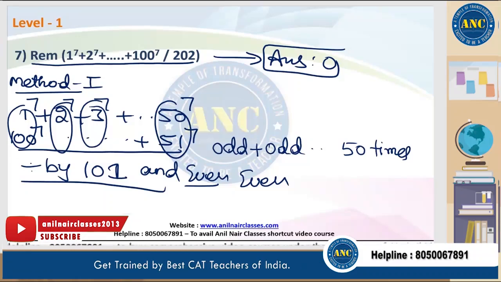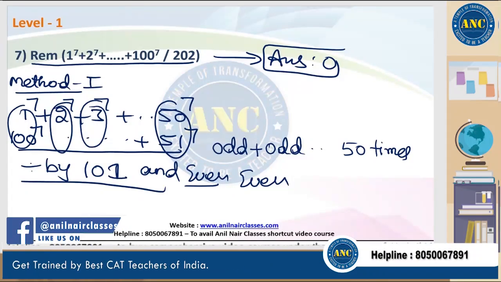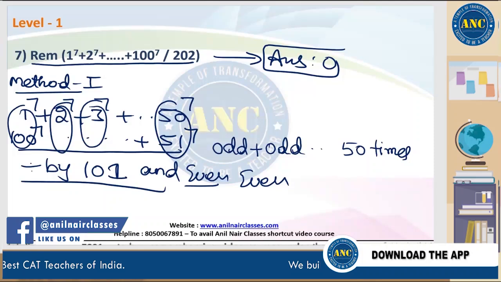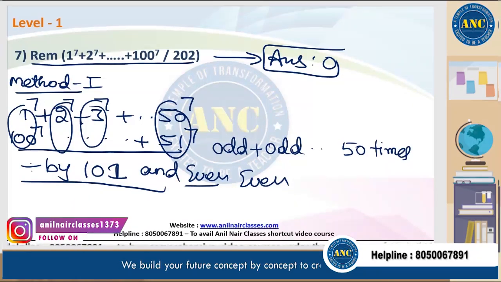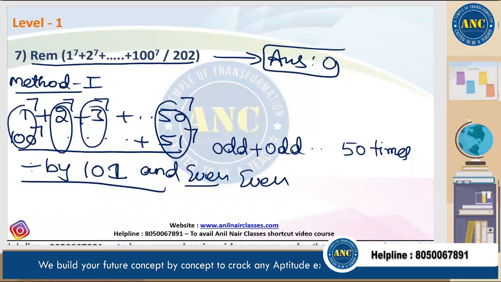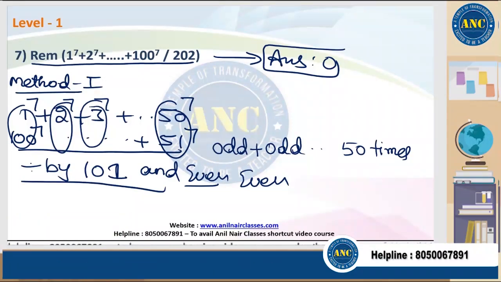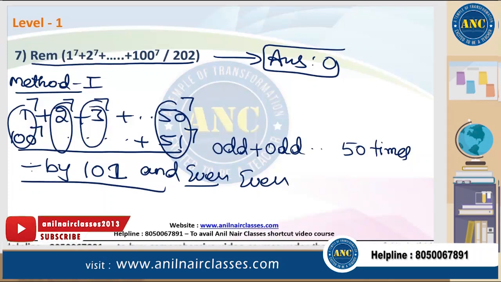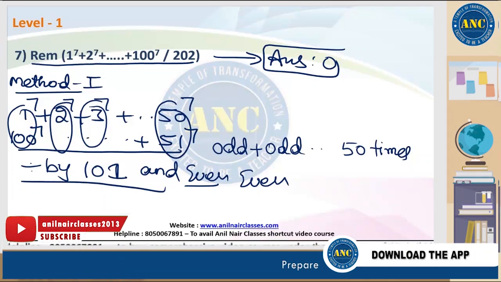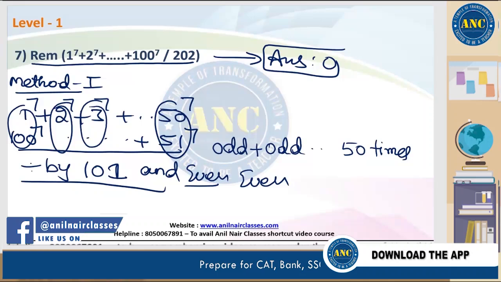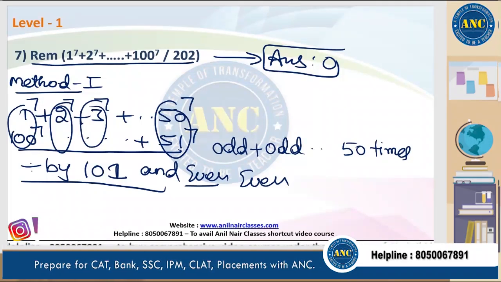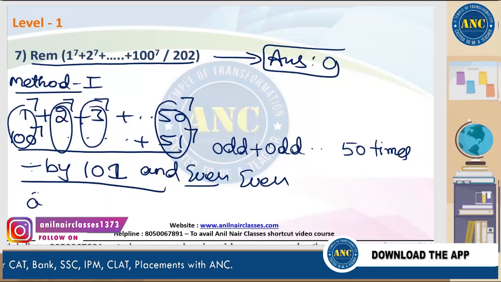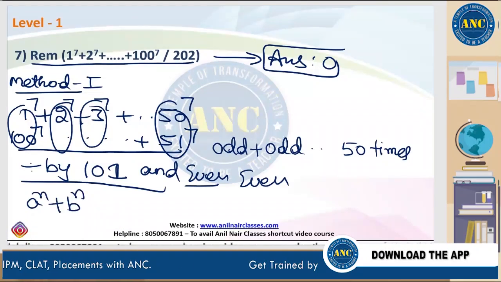First and last, even plus odd is odd. Second plus second last, even plus odd is odd. Odd, odd, odd like that. 50 times I am adding odd. If I am adding an odd number 2 times, odd plus odd is even. If I am adding an odd number 4 times, odd plus odd is even, plus odd plus odd is even, and even plus even is also even. So odd, odd, odd, the entire 50 times is even. Are you all with me? This is method 1. Method 1 is based on the a power n plus b power n property.